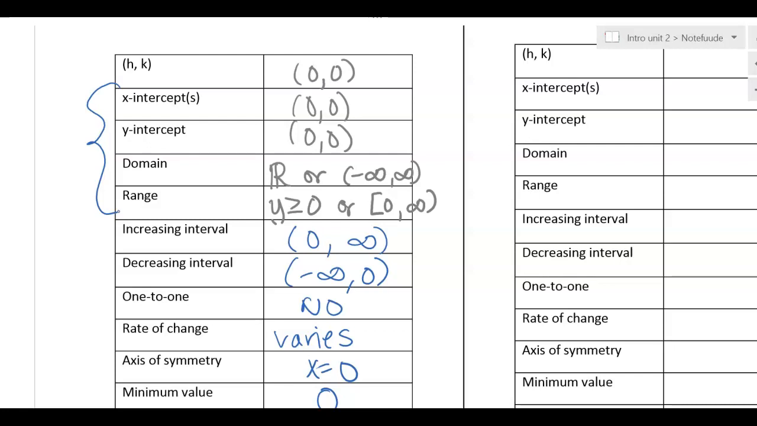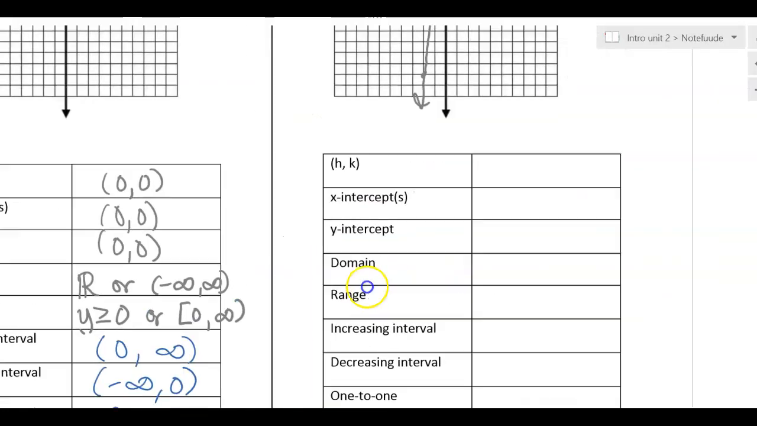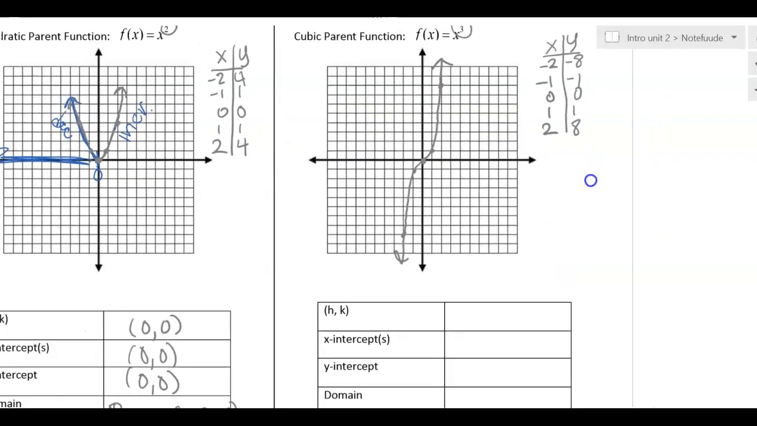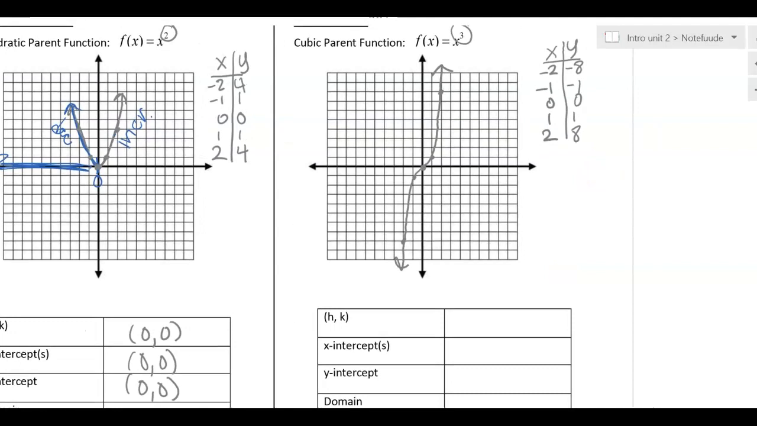All right, so now let's try and go do the same thing for the cubic. Okay, so new people every time. Let's go through all the characteristics and see who can tell us what. All right, so HK. Somebody raise your hand and tell us that. Aaron? Good. 0, 0. This function kind of centers around 0, 0.